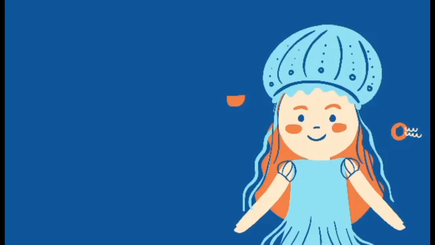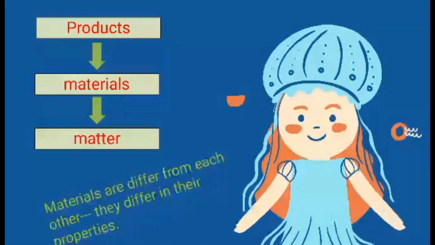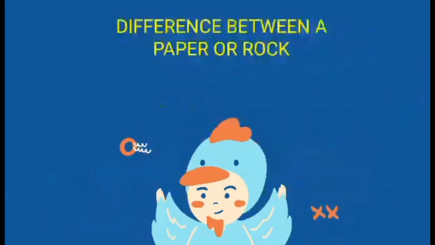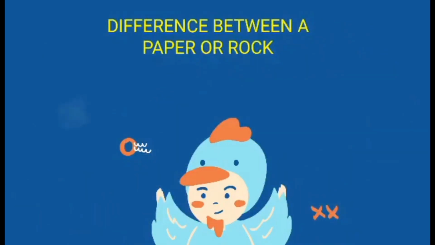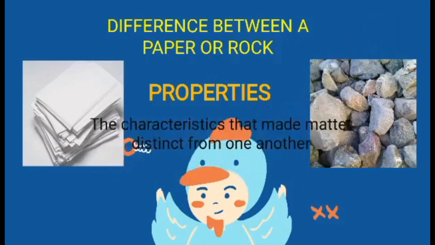Product is composed of materials, and materials are composed of matter. Materials differ from each other. They differ in their properties. For example, when we describe the difference between a paper and rock, we usually look for characteristics that are not similar in the two objects being described. These characteristics that make matter distinct from one another are called properties. Now let's learn the properties of matter.